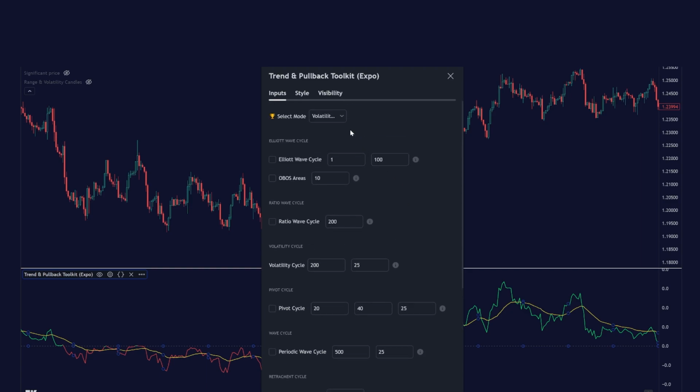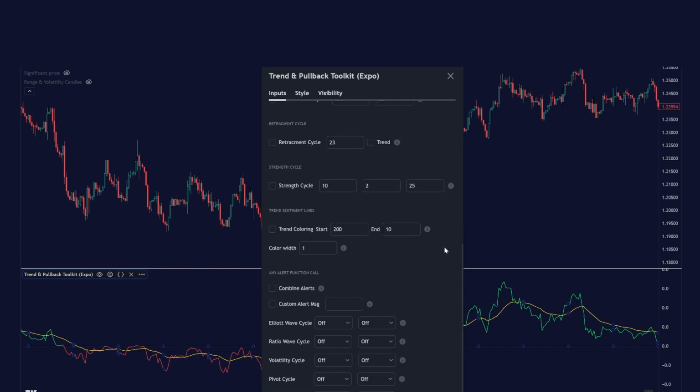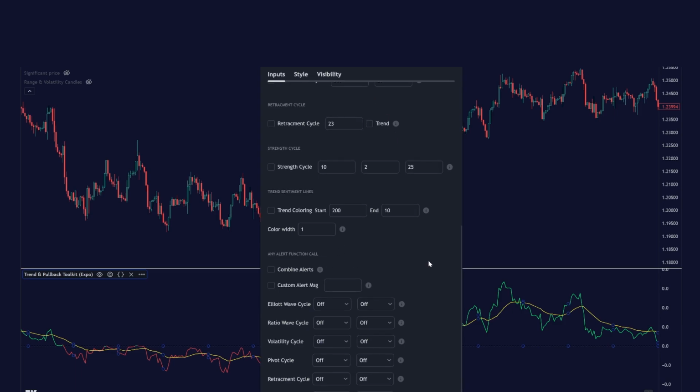So the settings panel is straightforward. You select the mode at the top and then go down to the section where the cycle is displayed and adjust the settings if needed. We have also included an alert function, and I will cover this in a separate video.